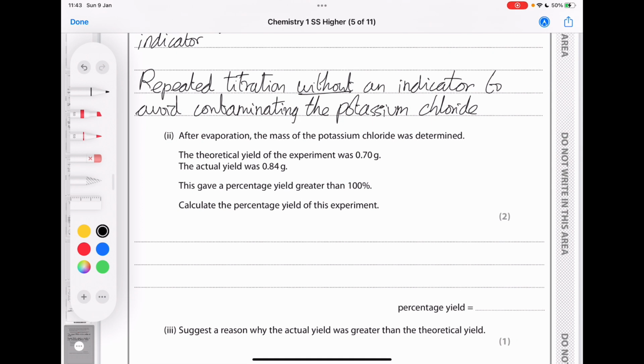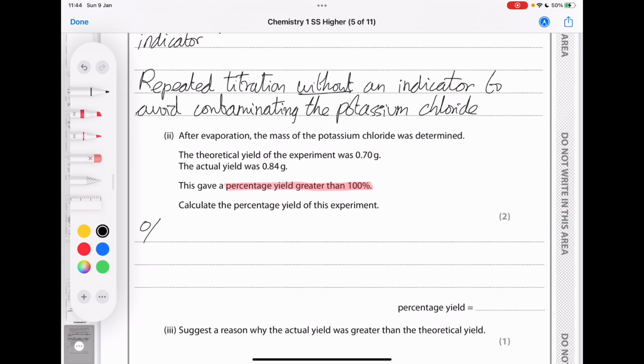Part 2, you are told that you've got an actual yield and a theoretical yield, and importantly, they've told you that this gave you a percentage yield greater than 100%. So this is a very rare situation. Percentage yields should be less than 100%. They told you in the question your answer should be more than 100%.